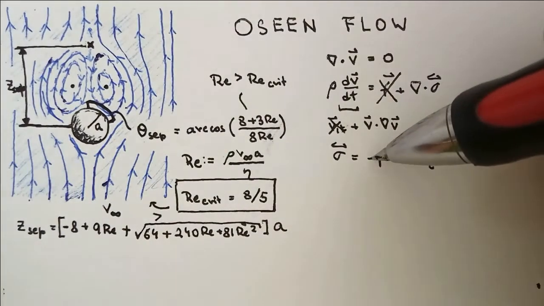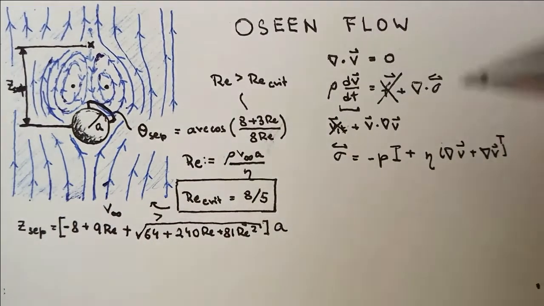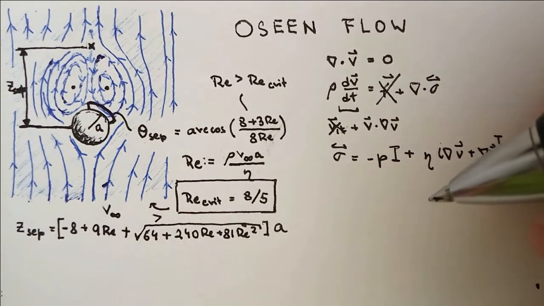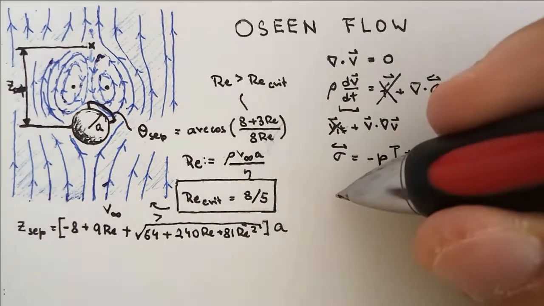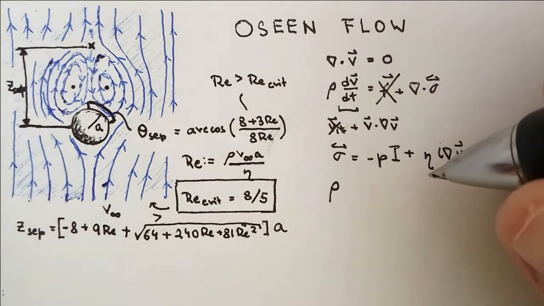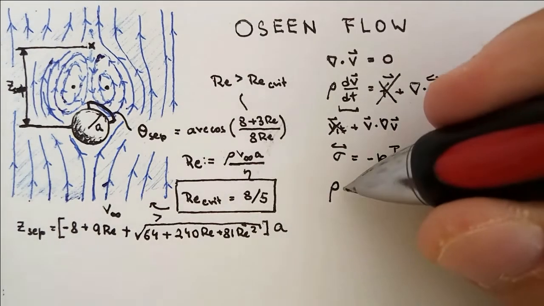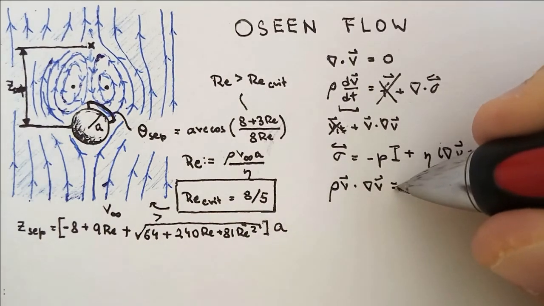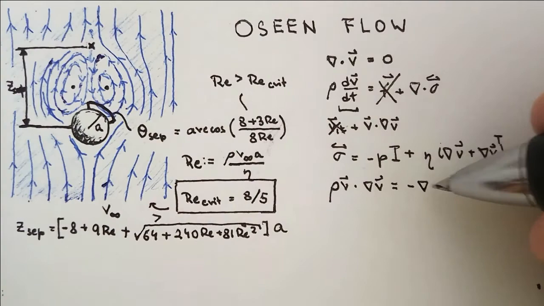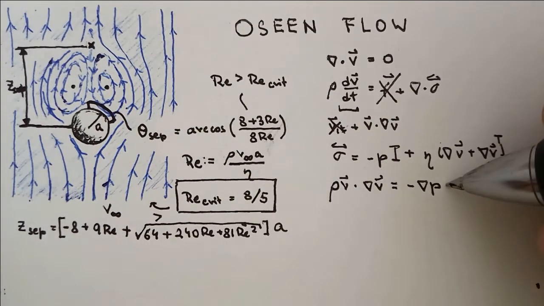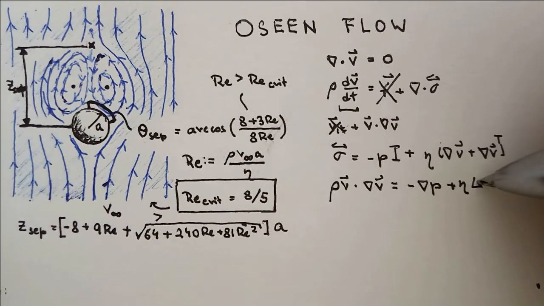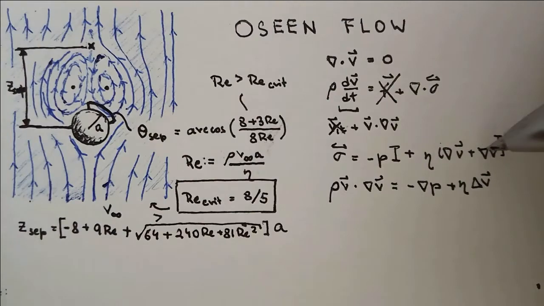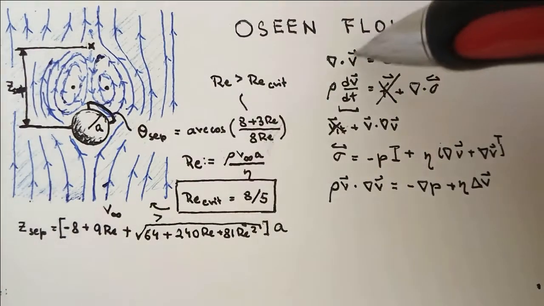So if we substitute this expression into this one, we will get the Stokes equation. The Stokes equation reads: rho times v dot gradient of v is equal to minus gradient of the pressure plus eta Laplacian of v. We did it already before in the last video. This term is going to be neglected because of this condition.